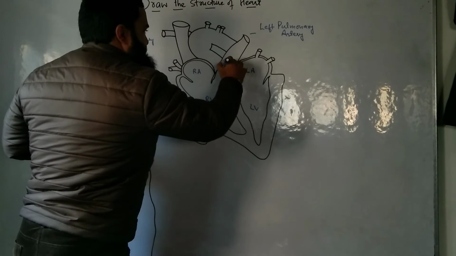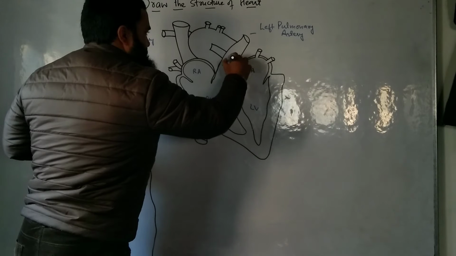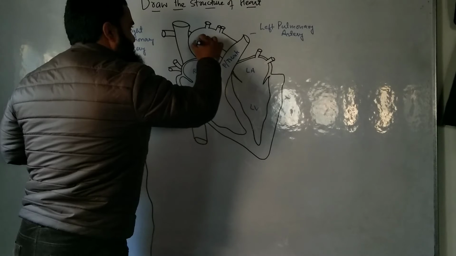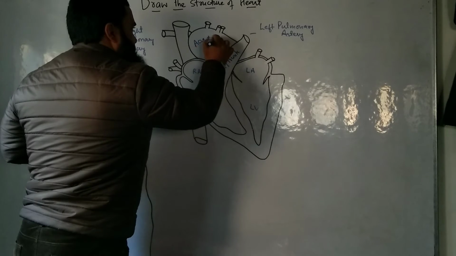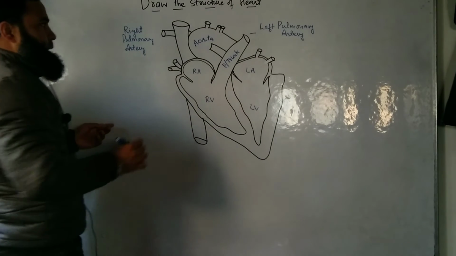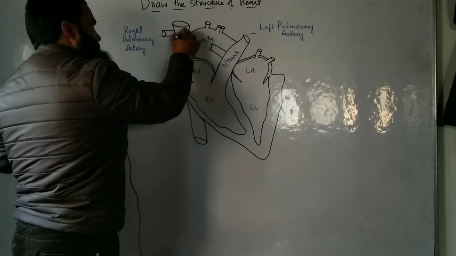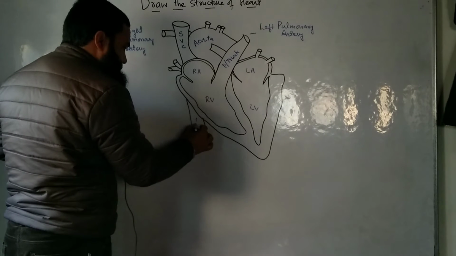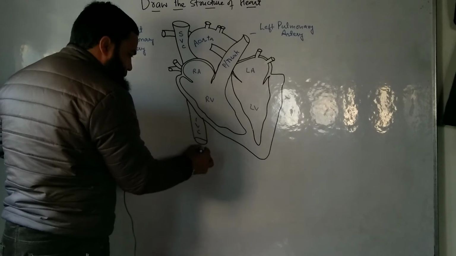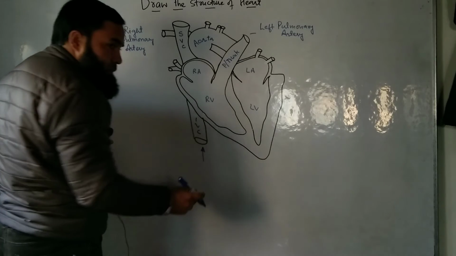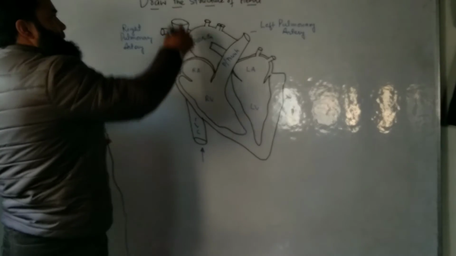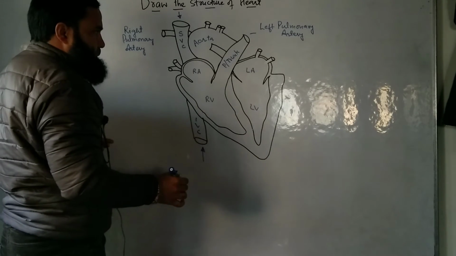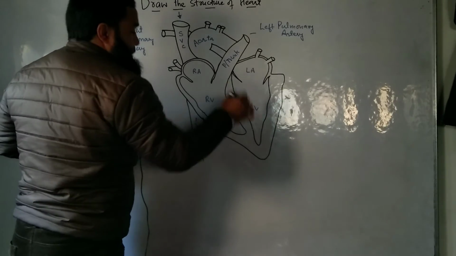This is called the pulmonary trunk, and this is the main aorta. This is called the superior vena cava. This is the inferior vena cava. This receives the deoxygenated blood from lower parts of the body. This receives deoxygenated blood from the upper parts of the body.